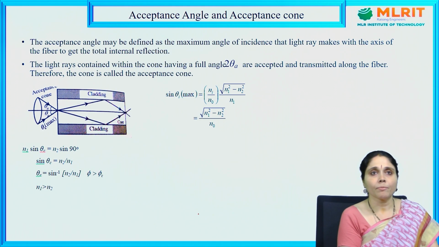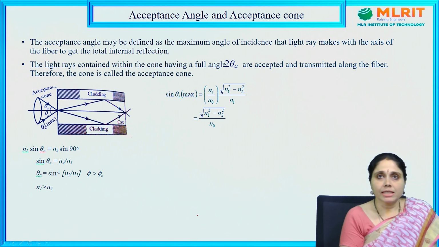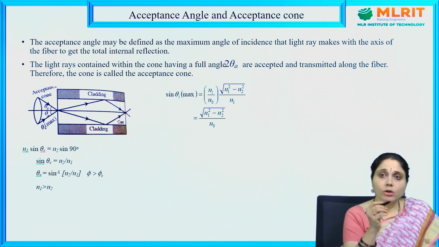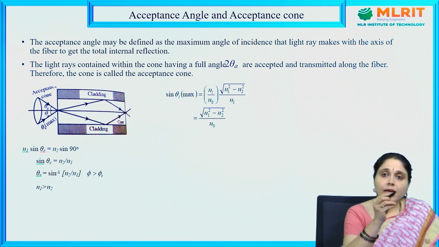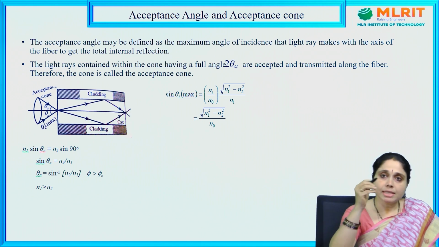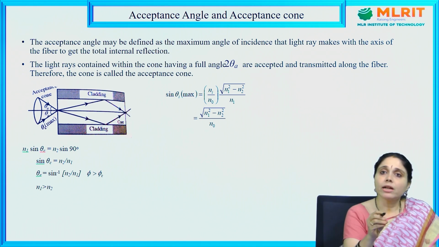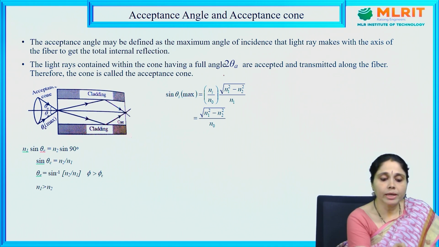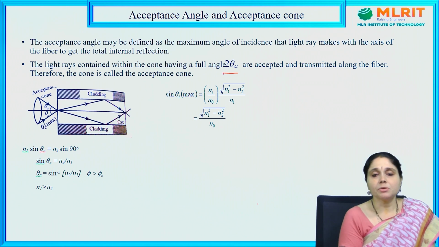Okay. Next, acceptance angle and acceptance cone. What do we mean by acceptance angle? The acceptance angle may be defined as the maximum angle of incidence that the light ray makes with the axis of the fiber to get total internal reflection. In order to get total internal reflection, the light should be incident at a particular angle of incidence. The light rays contained within the core having a full angle 2 theta A are accepted and transmitted along the fiber. Therefore, the cone is called the acceptance cone.